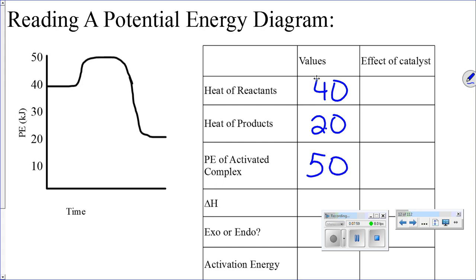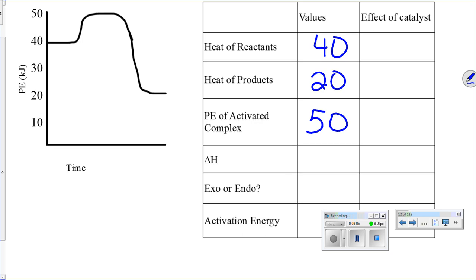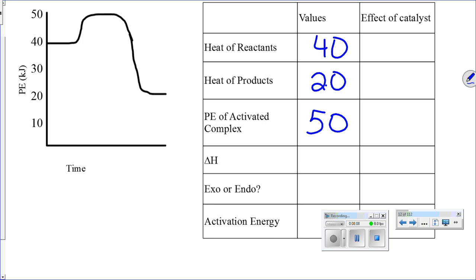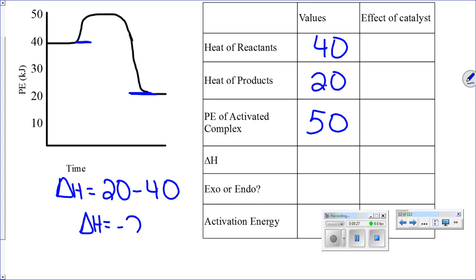Most of those are pretty straightforward to people. Delta H and activation energy are the ones that are most commonly confused by students. So our delta H, remember, is going to be where we ended up, okay? So where we ended up here at 20 minus where we started. So our delta H for this reaction is going to be our products minus our reactants. Since we ended lower than we started, we're going to get a negative number here. So our delta H for this reaction is negative 20 kilojoules.